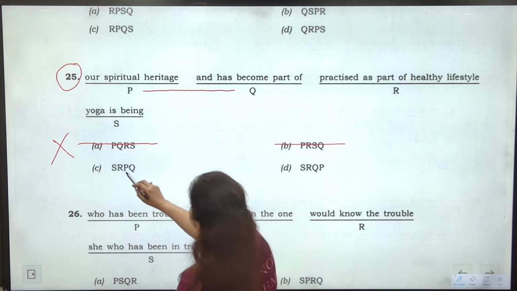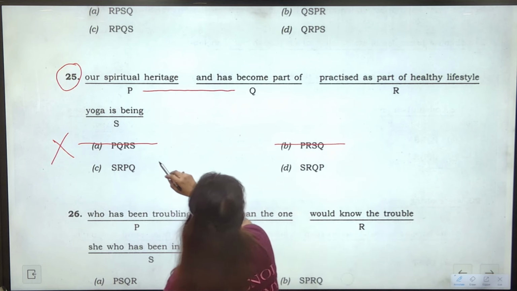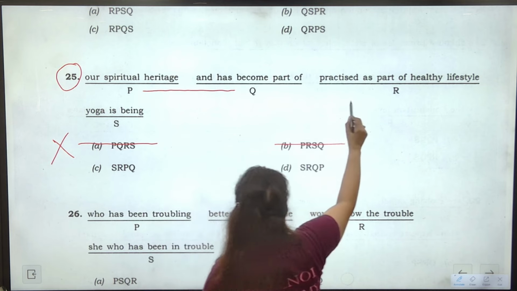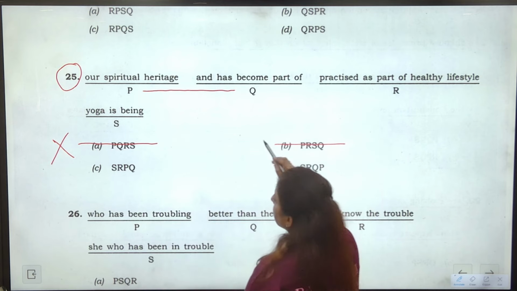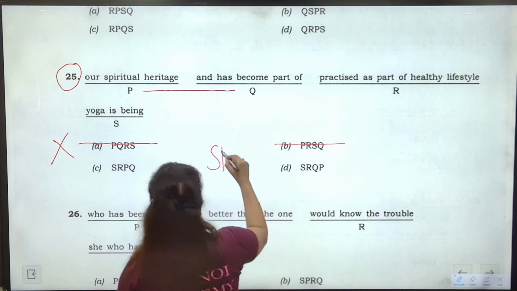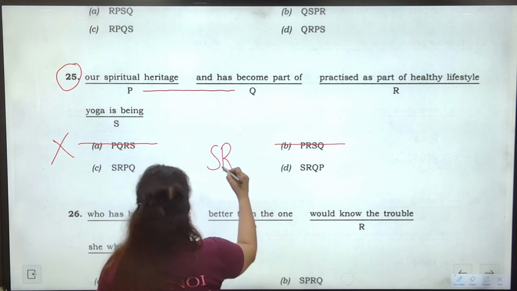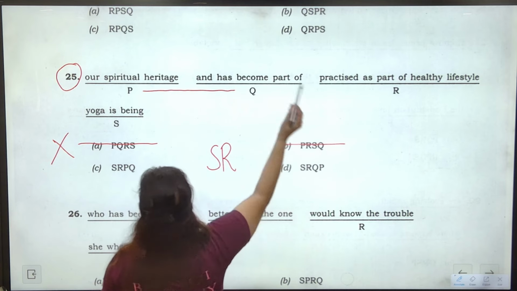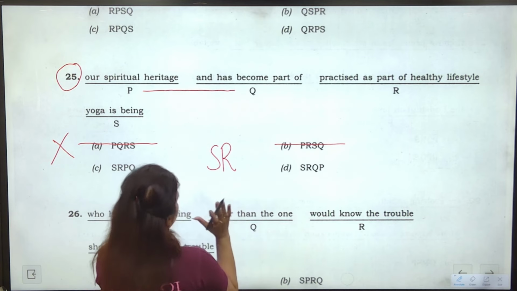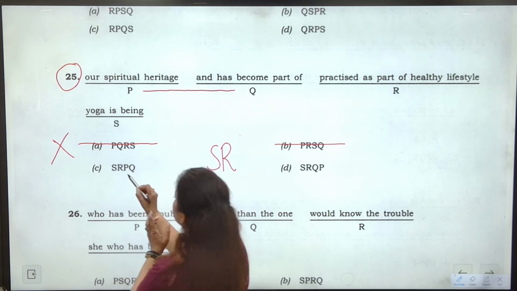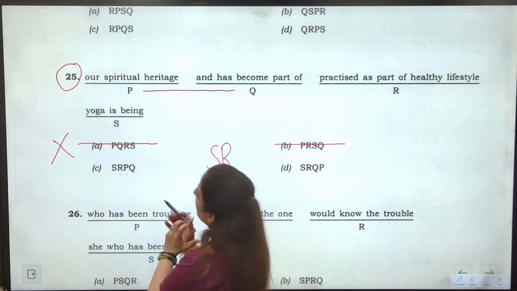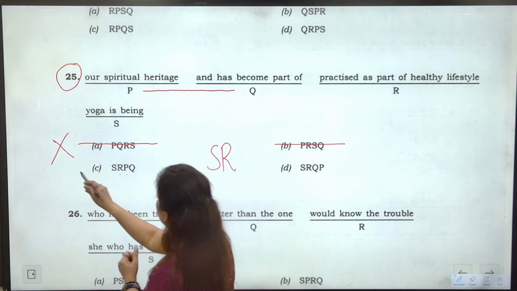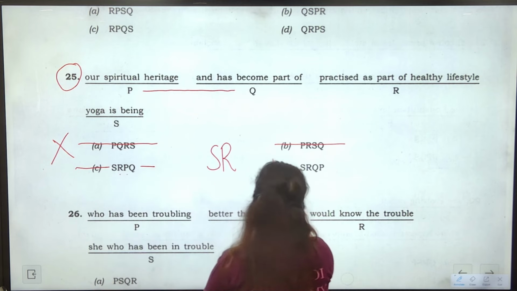Let's read this. SRPQ. Yoga is being, okay, yoga is being practiced as part of healthy. This makes sense. SR में sense बन रही है. Practice is part of healthy lifestyle. SR तक तो ठीक था, but the P did not connect with R, no? Verb ही missing है, verb नहीं है. ये बचा तो यही option has to be this.